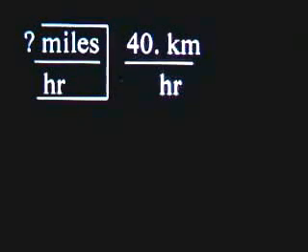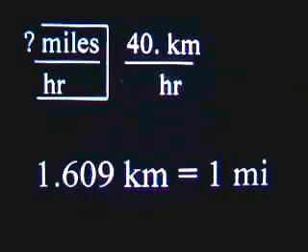Multi-level dimensional analysis problems. In this problem, we're going to convert 40 kilometers per hour into miles per hour. In order to change from kilometers to miles, we're going to need an equality. The equality provided for this problem is that there's 1.609 kilometers for every mile. This equality can be written as a fraction. If we use this as a fraction, we're going to be able to convert the kilometers into miles.